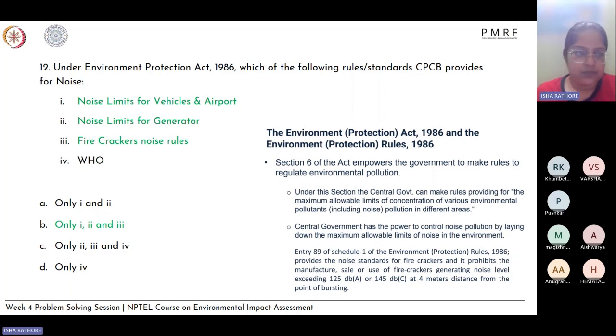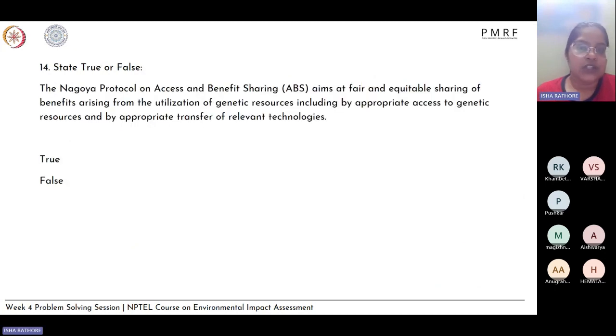Okay, so moving on to the next question. State true or false. The Nagoya Protocol on Access and Benefit Sharing (ABS) aims at fair and equitable sharing of benefits arising from the utilization of genetic resources, including by appropriate access to genetic resources and by appropriate transfer of relevant technologies between the signatories of this protocol. So, is the statement true or false?